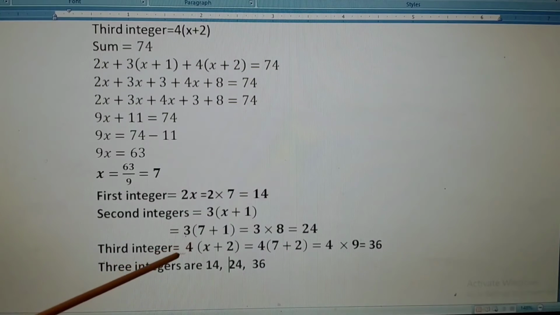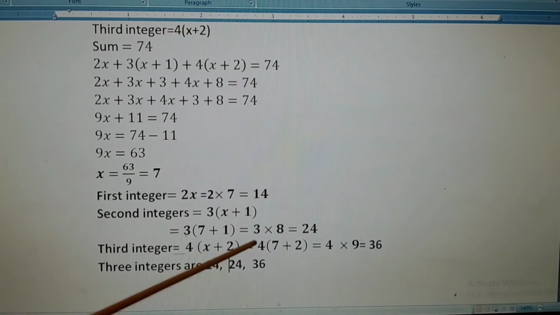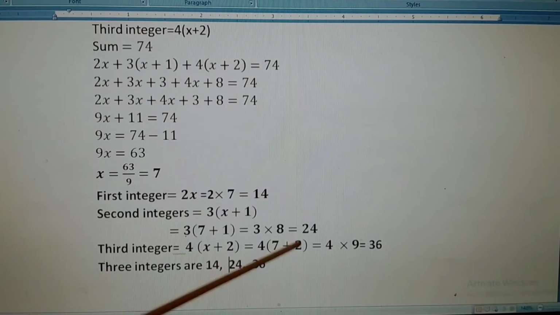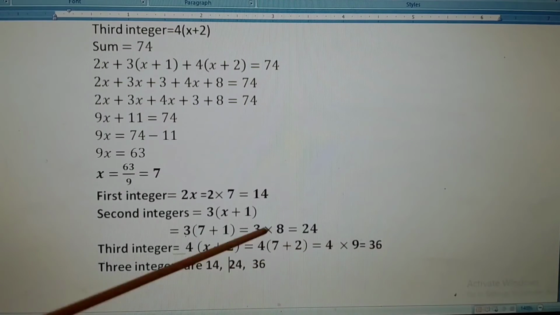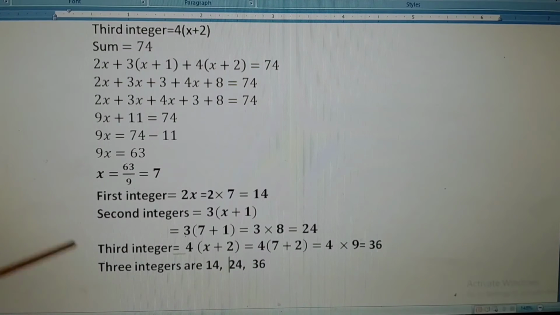Third integer is equal to 4 into x plus 2. Substitute the value of x here. That is equal to 4 into 7 plus 2. 7 plus 2 is 9. 9 fours are 36. So, the three integers are 14, 24 and 36. If we add these three integers, we will get the sum 74.